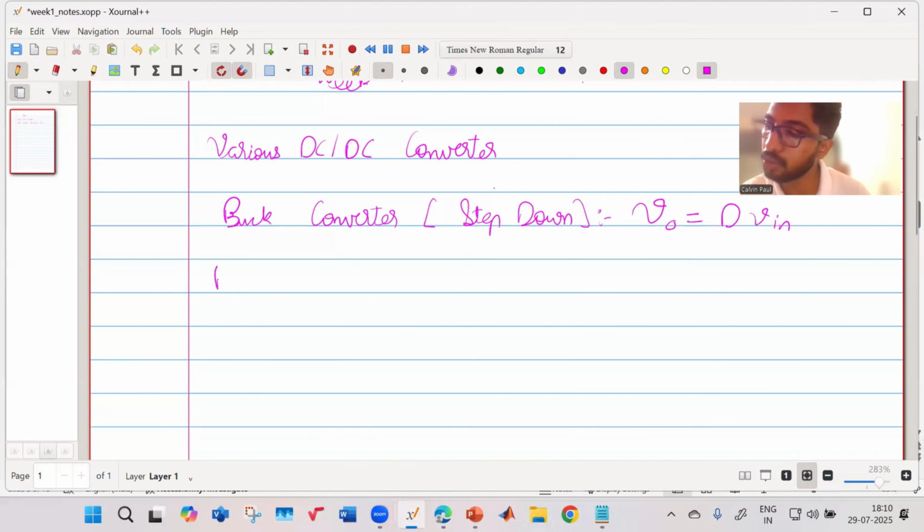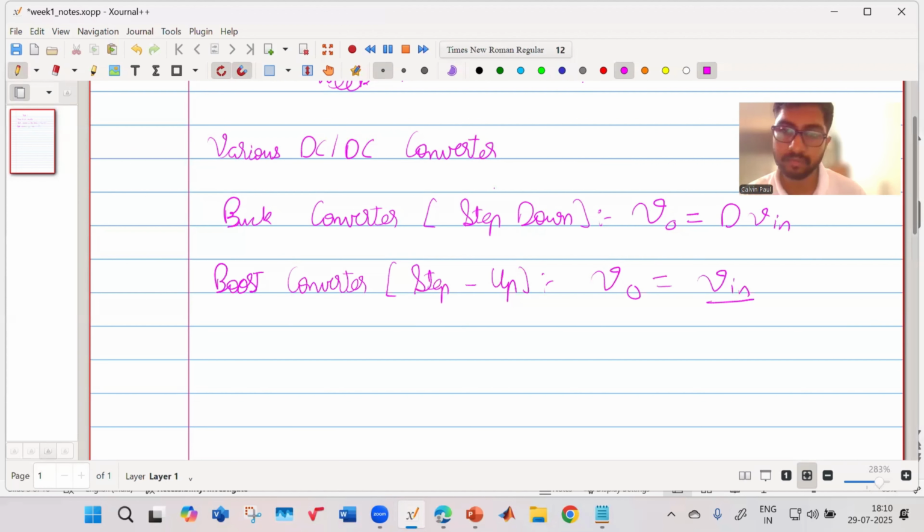Okay, similarly, we have a boost converter, which is for step up, and that output expression is given by what? V naught is equal to Vin by 1 minus D. Yes, Vin upon 1 minus D. Okay. Similarly, if you have the buck boost converter with the two switch configuration, then what would be the expression?